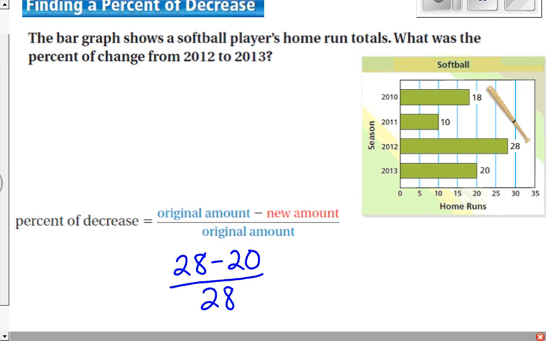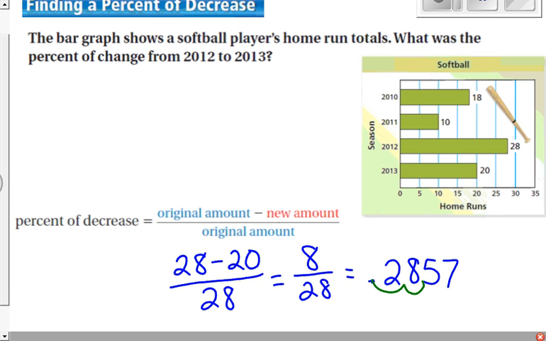So now we're going to do some subtracting. 28 minus 20 is 8 over 28. So now 8 divided by 28 equals 0.2857. Now we need to change that to a percent. So we move it 2 steps to the right, 1, 2, and then we get 28.57%. And if we round it to the nearest tenth, then it would be 28.6%.